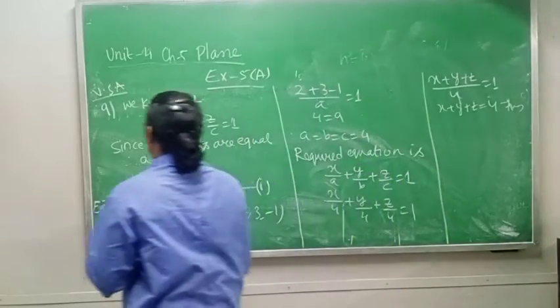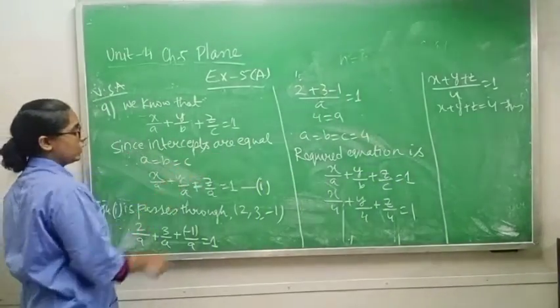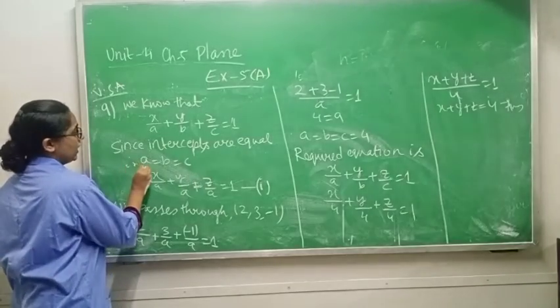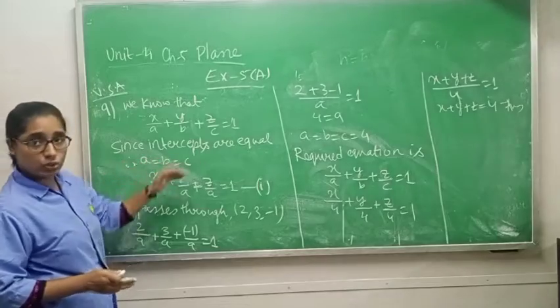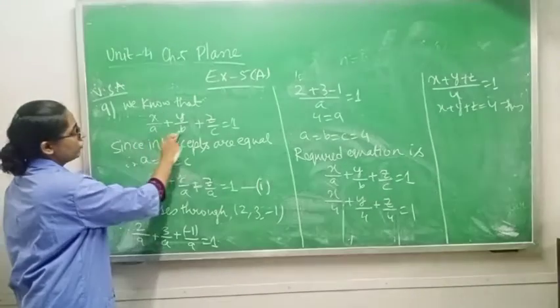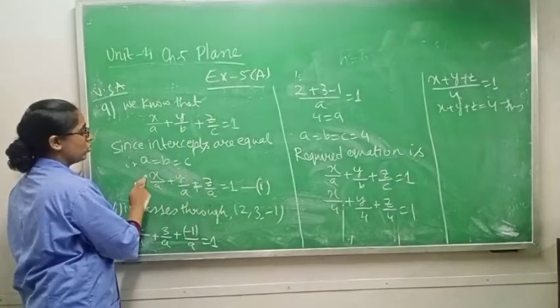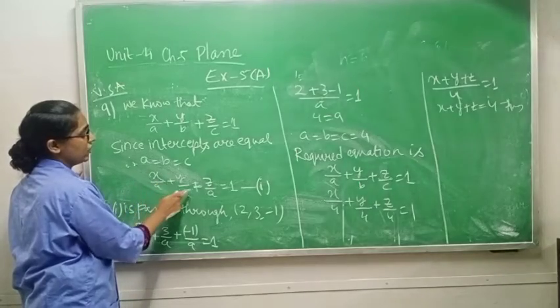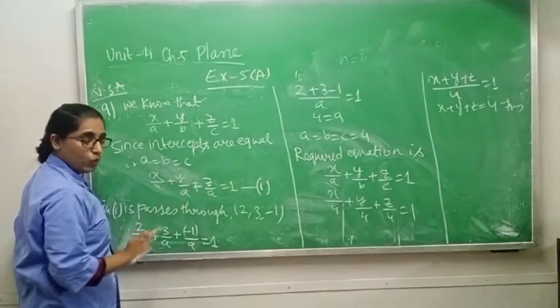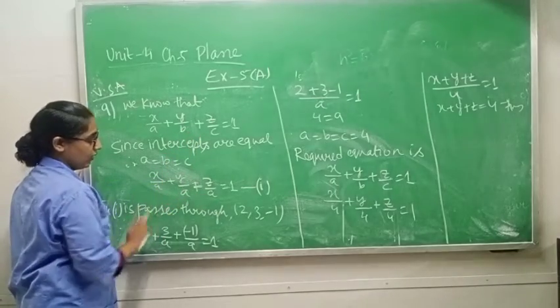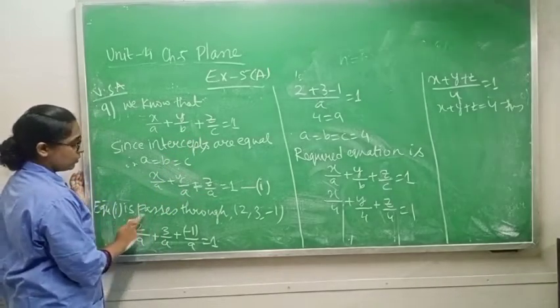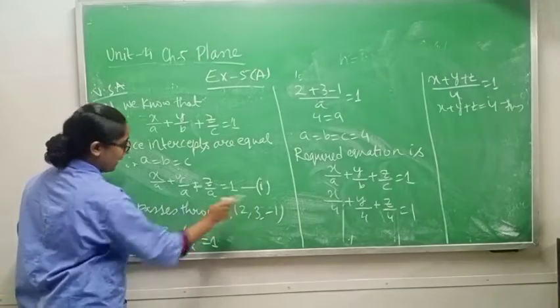Since intercepts are equal, therefore a equals b equals c. Why? Because intercepts are a, b, c only. Now in place of b and c you can write a also, so you will get x by a plus y by a plus z by a equals to 1. Means in place of b and c you are writing a. Okay. Now equation 1 passes through 2, 3, minus 1.